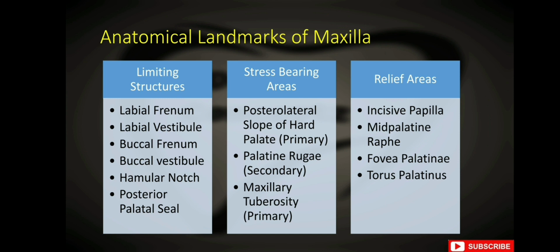The primary stress bearing areas are posterior lateral slope of hard palate and maxillary tuberosity, and the secondary stress bearing area is palatine rugae. Relief areas are incisive papilla, mid palatine raphe, fovea palatini and torus palatinus.